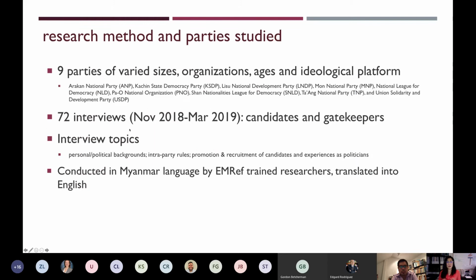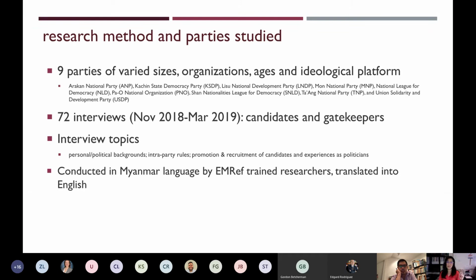So briefly on our research method and party study, we focus specifically on 9 parties of varied sizes, organizations, ages, and ideological platforms. The names of the 9 parties are listed there. I'm not going to go through them, but suffice to say, we tried to select a big variety: those that have won in elections and those who have not, and those who are ethnic-based parties and those who are multinational, mass-based parties.